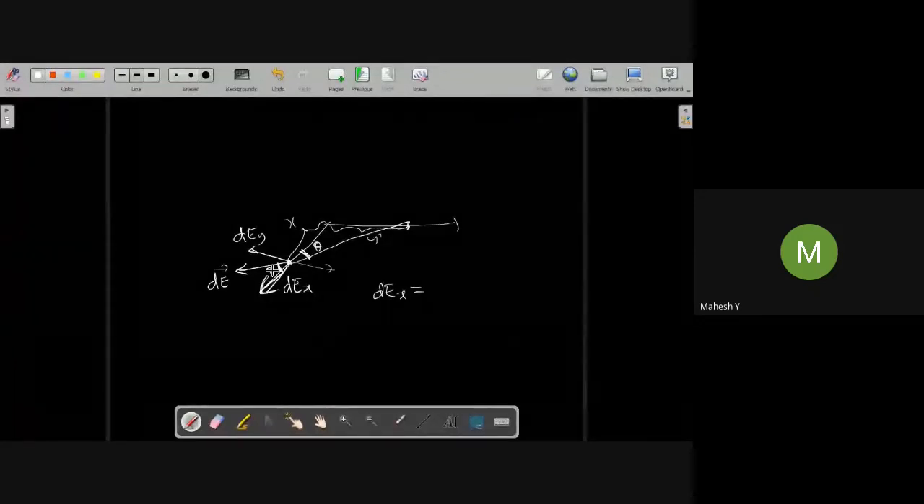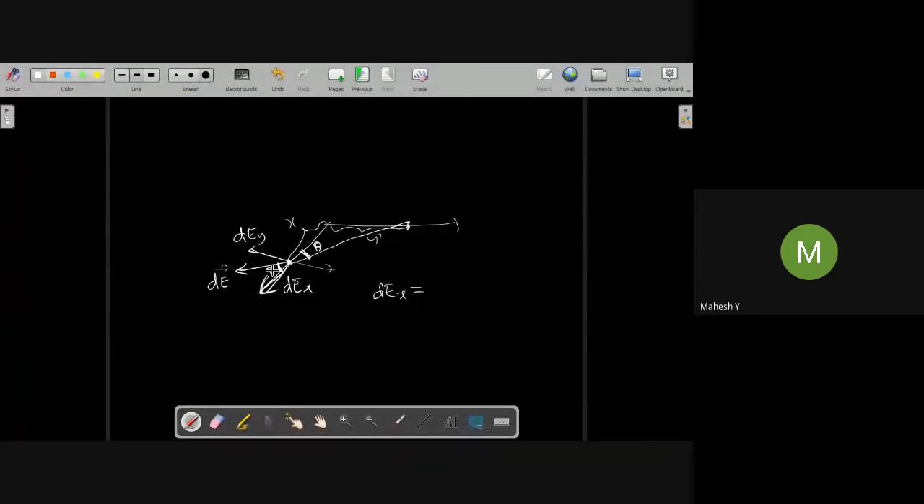Now my question: dEx is the adjacent component or the opposite component for angle theta? Yes, very good, adjacent component. So the adjacent component is cos or sine? Yeah, cos. So can I write dEx is equal to dE cos theta?